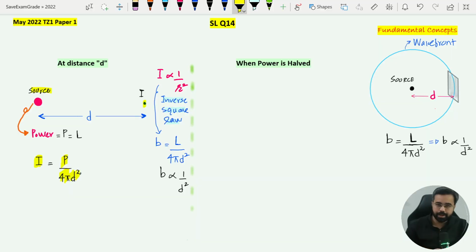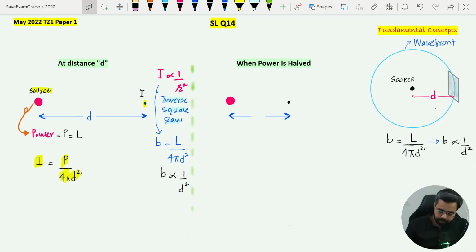Now in this question it is said that if we make the power of the source half, meaning that now it is producing half the amount of energy every second, then where should we place this observer so that it will receive the same intensity of the wave? Obviously if the power is half now, it means that we must take that point closer to the source. So this is a new distance d prime, to have the same amount of intensity. So let's write the value P by 2 divided by 4 pi d prime square.